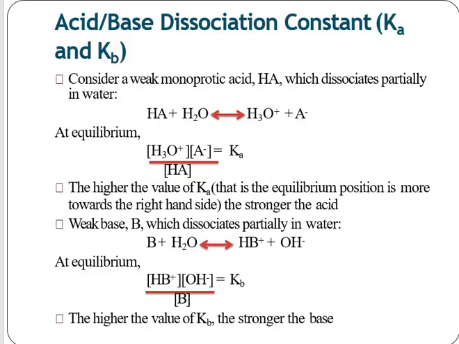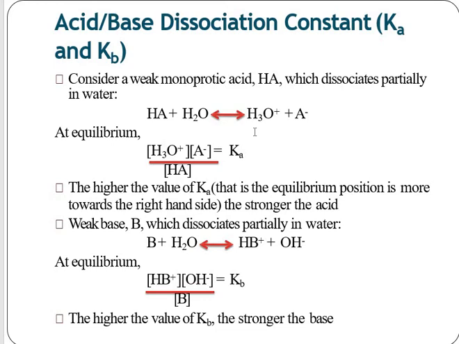Now the next point is acid-base dissociation constant. Dissociation constant means it is a ratio of the concentration of product to the concentration of reactant. You can determine the dissociation constant of any reaction. Consider this reaction. HA reacts with H2O. It gives H3O plus and A minus.